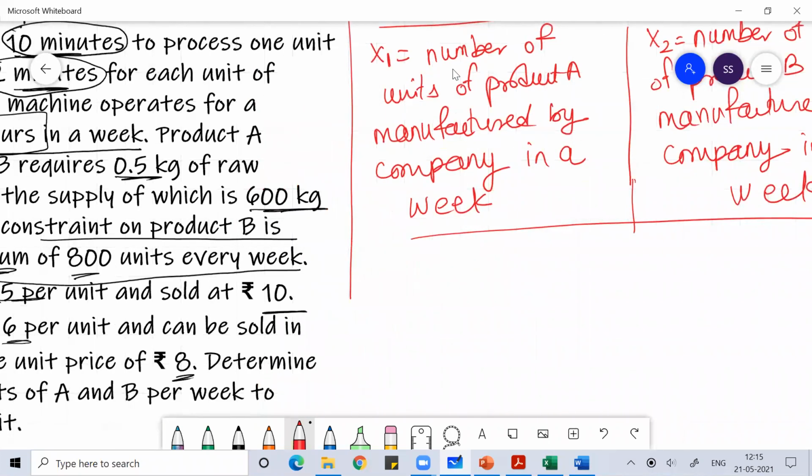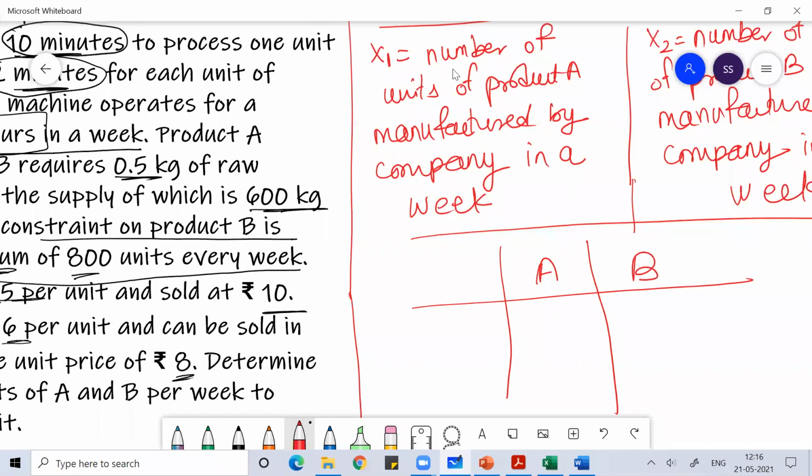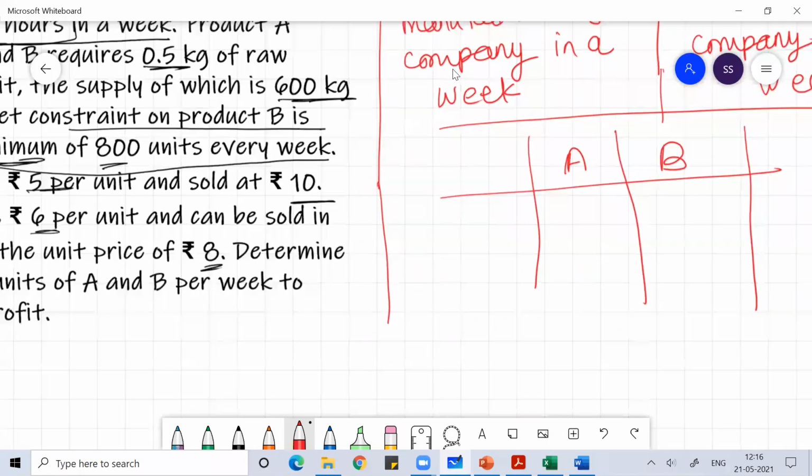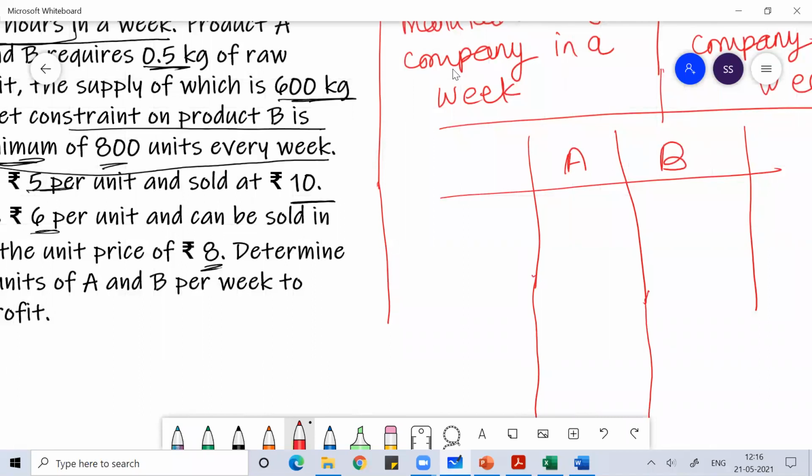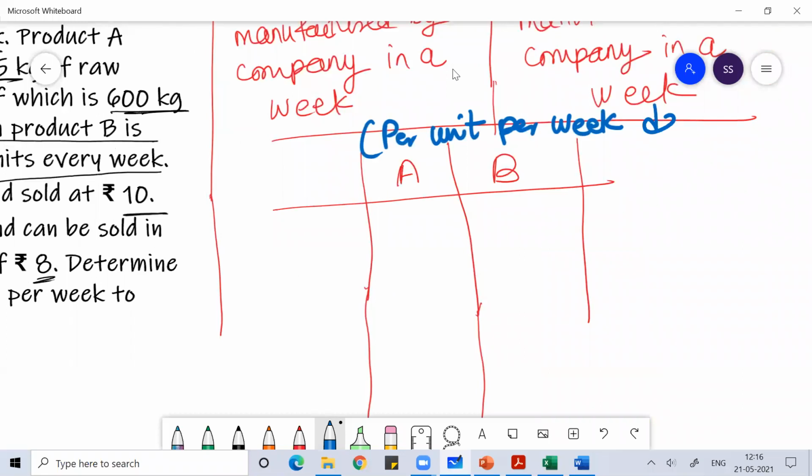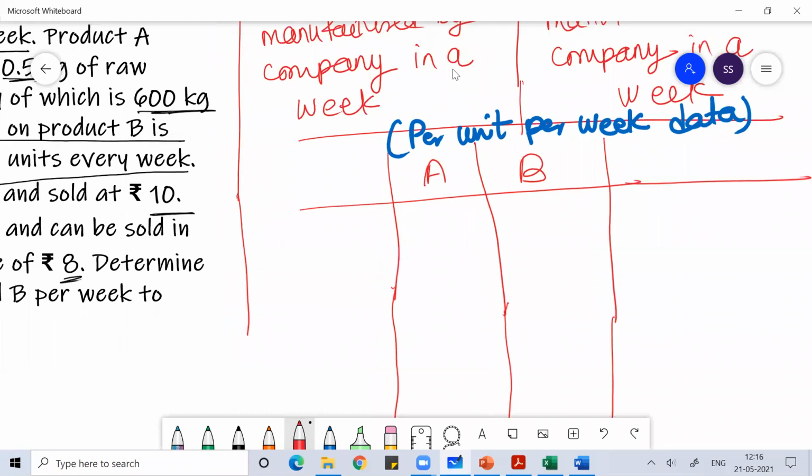now I can write for product A and for product B. You know that whatever data I'm writing is per unit, per week data. So this data I'm writing is per unit per week data.